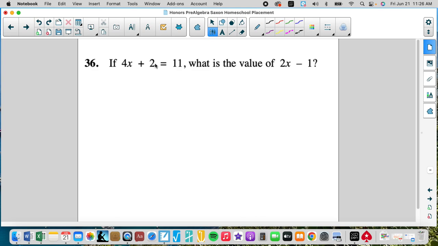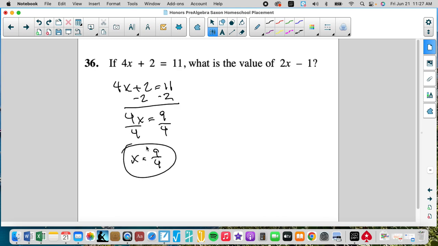If 4x plus 2 equals 11, what is the value of 2x minus 1? So we're going to take this problem. We're going to find out what x is. We're going to subtract 2. 4x equals 9. And then we're going to divide by 4, and we get x equals 9/4. We're not going to turn that to a decimal. We're not going to turn it into a mixed number. We're going to keep it as an improper fraction. There is nothing improper about an improper fraction.